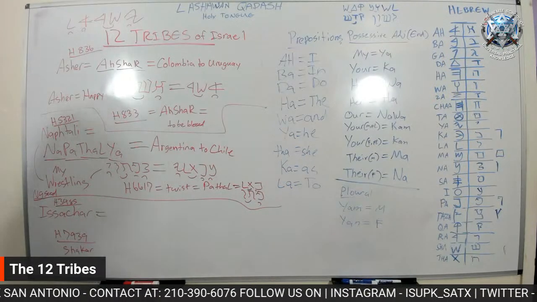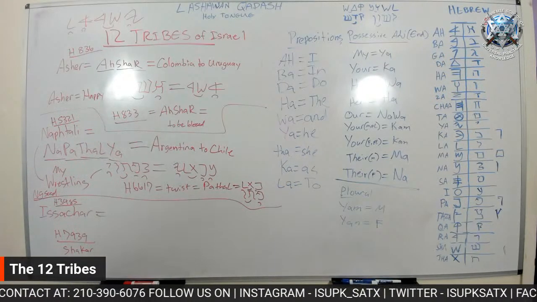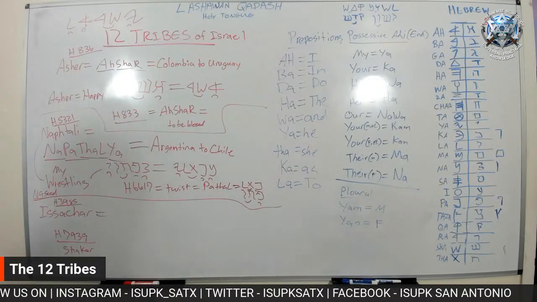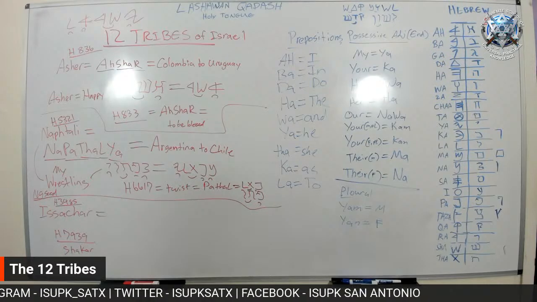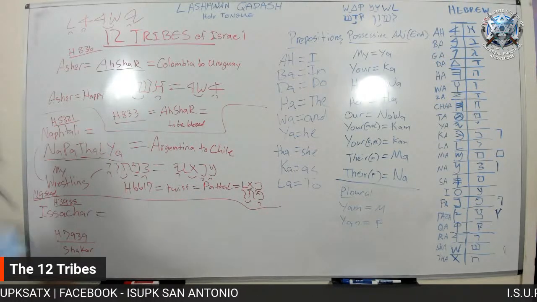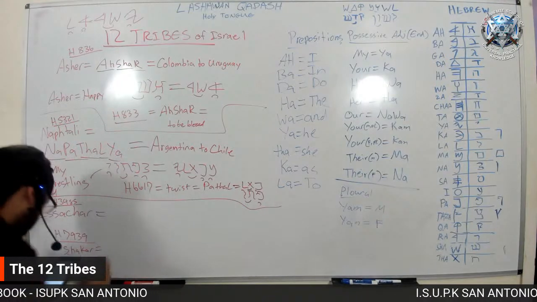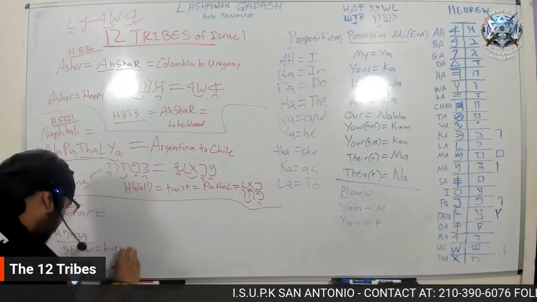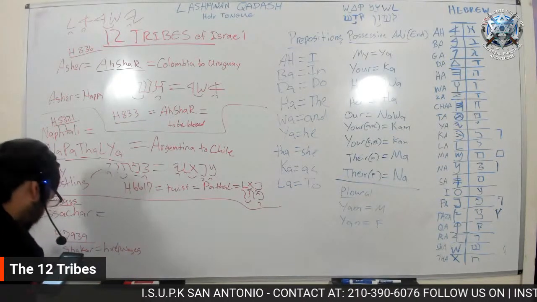Let's look up in where we have the alphabet what Sha means. I think Sha means tooth, but I'm just curious because I wanted to check something real quick. Shakar means, okay, hire, wages, reward.